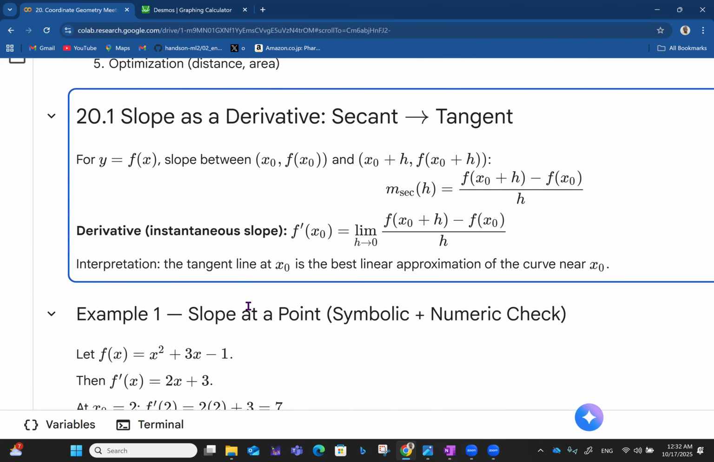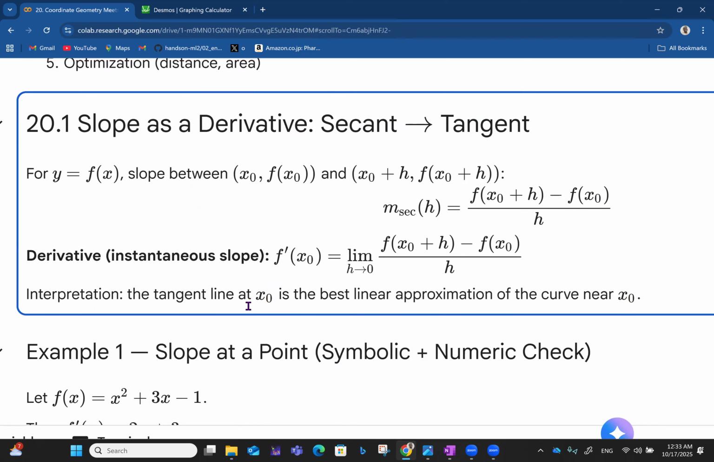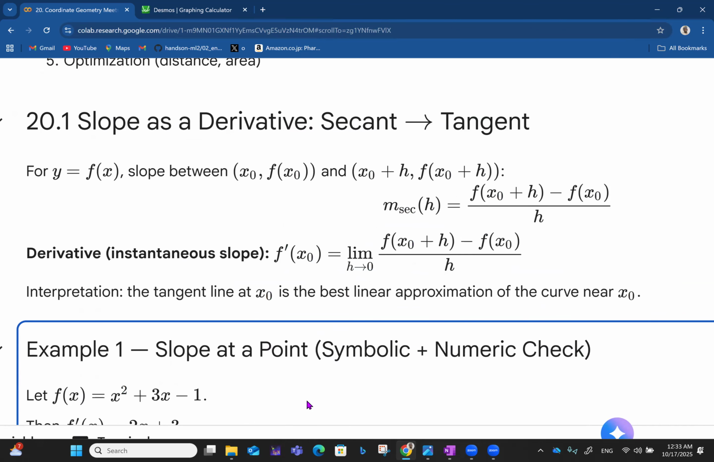So let's go straight to the first part where we talk about slope as a derivative, where we see secant going to tangent. So for y equals f of x, slope between x naught, f of x naught, and x naught plus h, f of x naught plus h. See, these are 2 points, not like our normal x1, y1, x2, y2. So we have the slope secant, that's f of x naught plus h minus f of x naught, all over x naught plus h minus x naught. So x naught cancels out, so you just have this h. That is by definition the derivative.